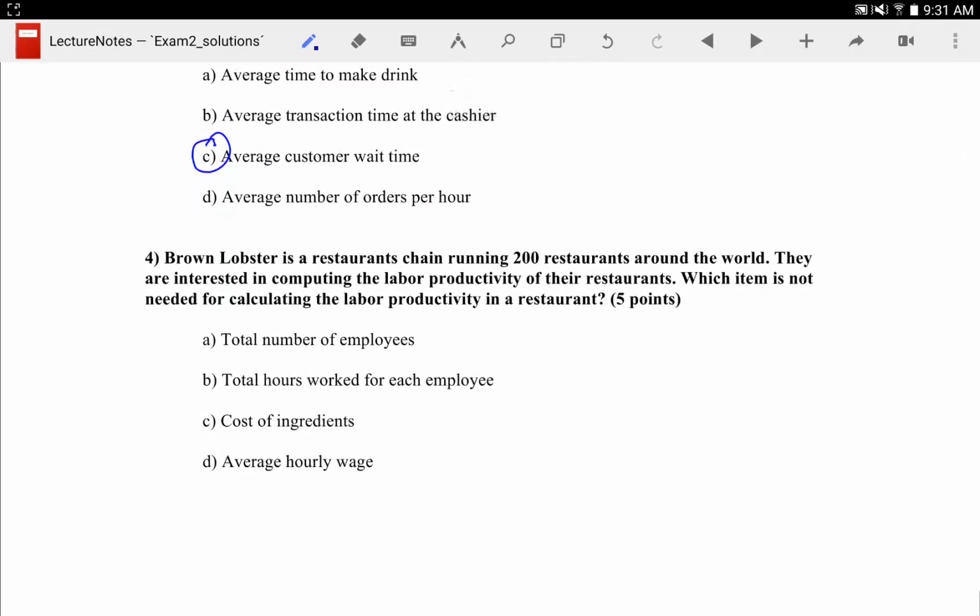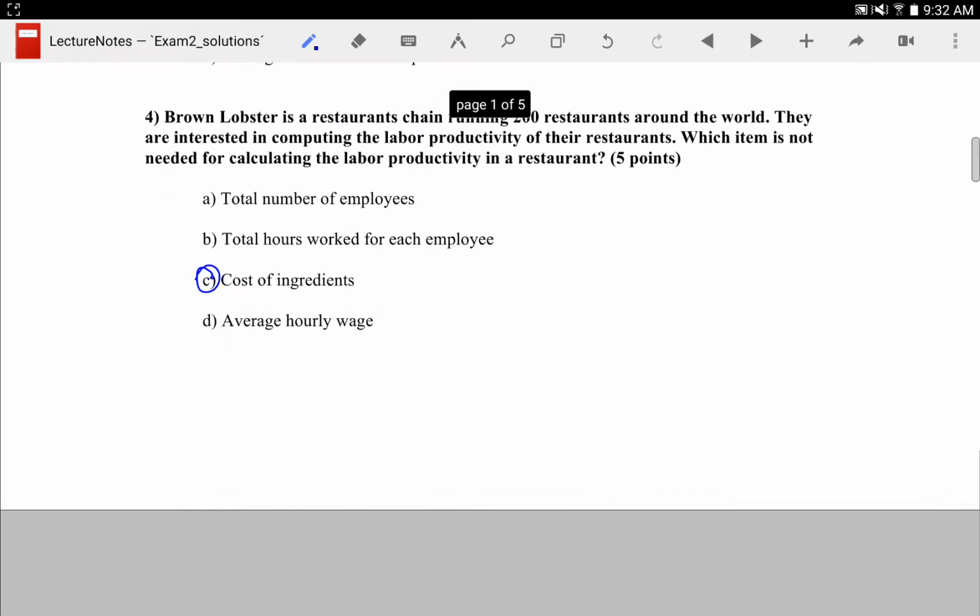Brown Lobster is a restaurant chain running 200 restaurants around the world. They're interested in computing the labor productivity in their restaurants. Which item is not needed? Well, labor productivity has nothing to do with the cost of ingredients. It's just how much product you make divided by what labor input goes in there.